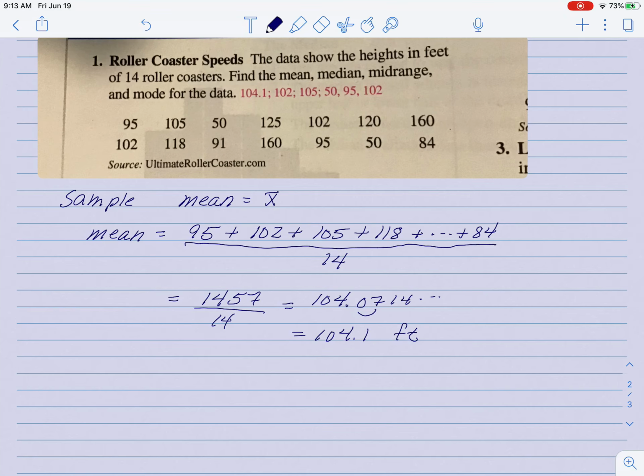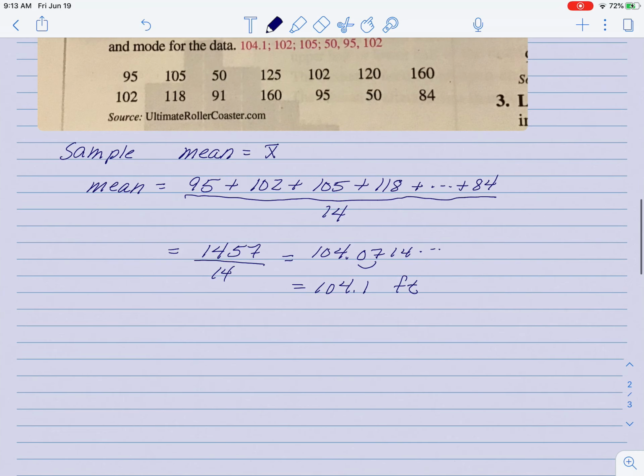And let's make sure I added it up correctly because I'd hate to make a mistake right now. 95, 102, 105, 118, 50, 91, 125, 125, 160, 102, 95, 120, 50, 160, 84. Yep. Okay. So the next thing that we want to do is find the median.